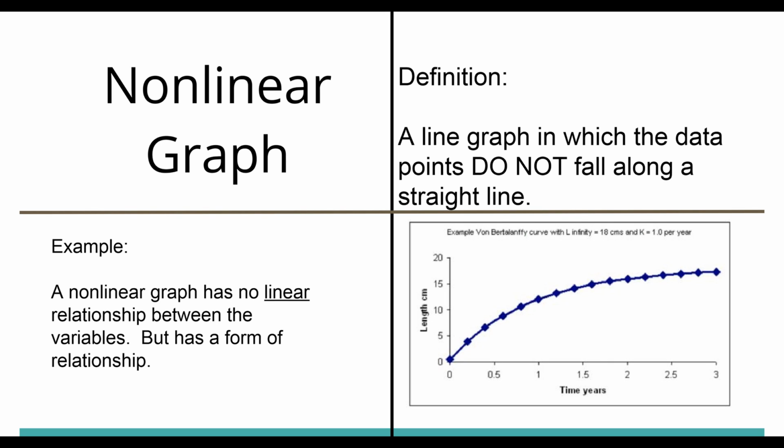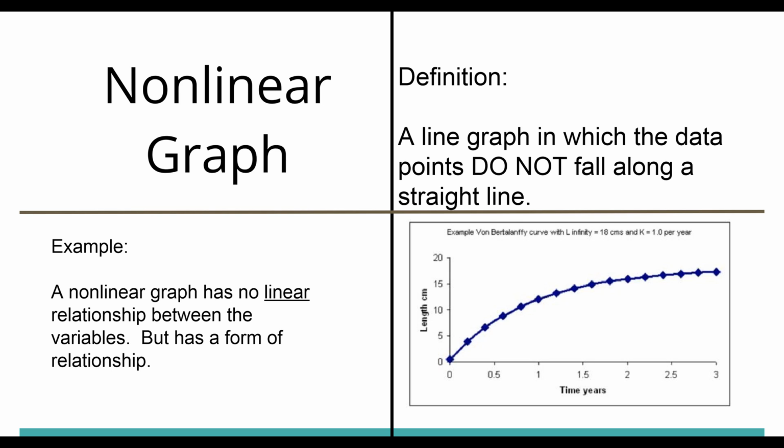Now this next one is a non-linear graph, and just by the name you can kind of figure out, well, okay, that's not going to be a straight line because we have that non, meaning not, right, not linear, non-linear in a graph. So it's a type of line graph in which the data points do not fall along a straight line. So a non-linear graph has no linear relationship between the variables, but has a form of relationship, and so that's really key. And so right here, again, this is another kind of example of what it could look like.